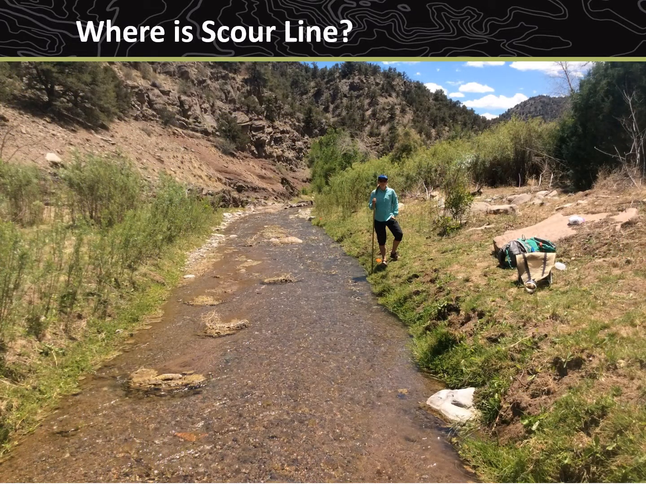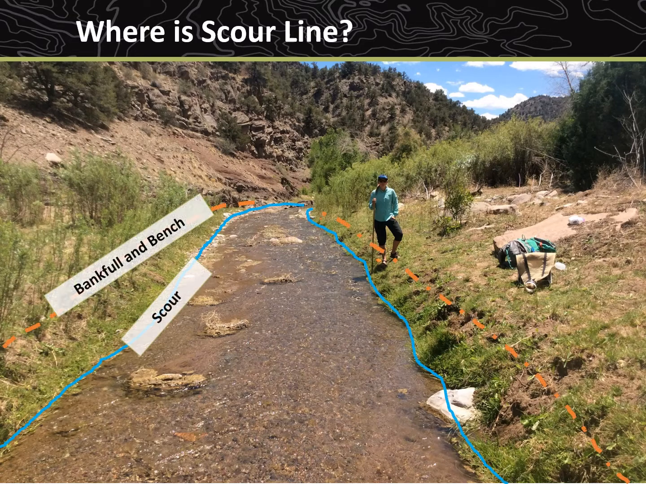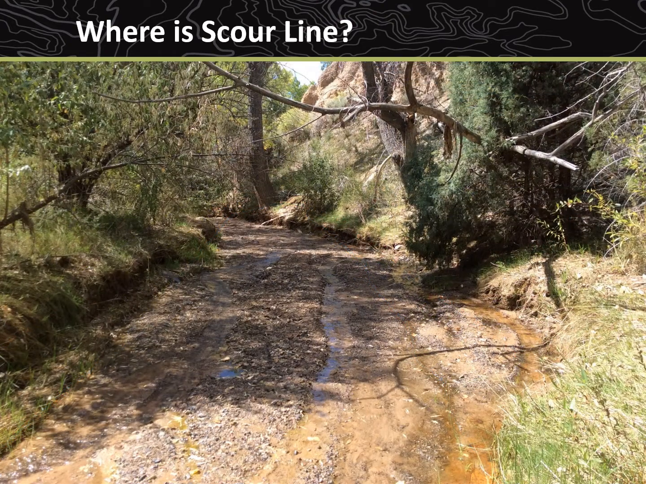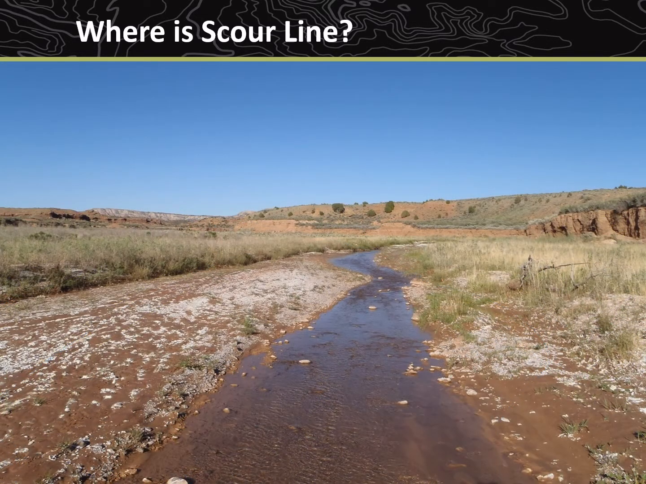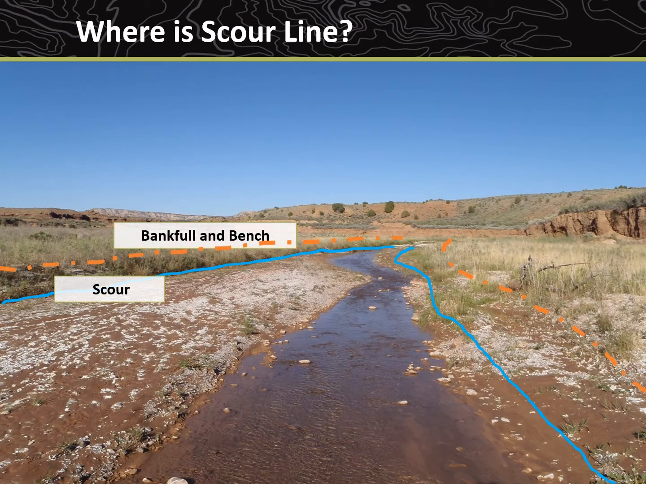Can you identify scour line in this system? How about bankfull and the bench? These features are located here. Where is scour, bankfull, and bench for this stream? These features are located here. How about this one? These features are located here.